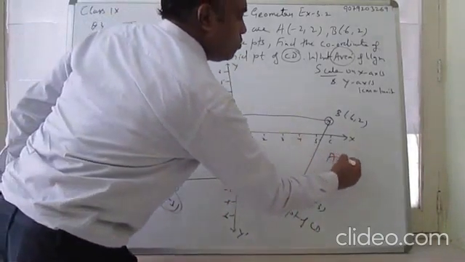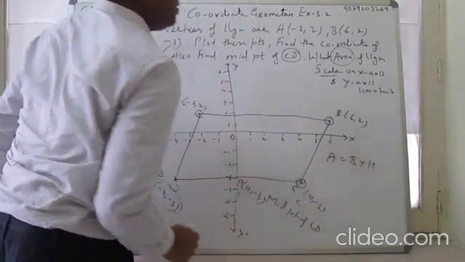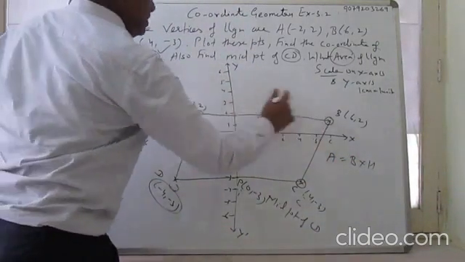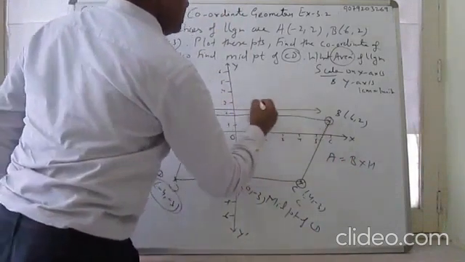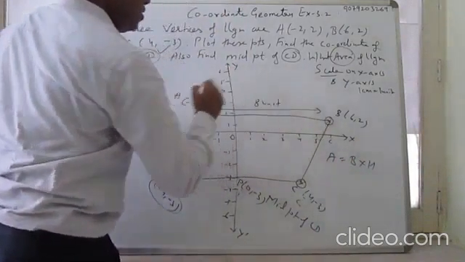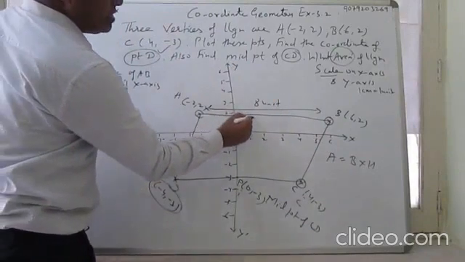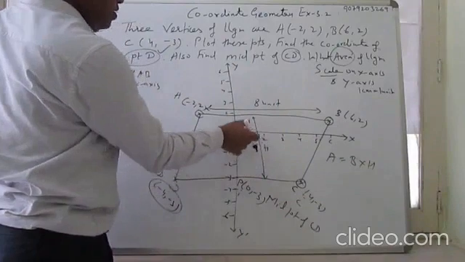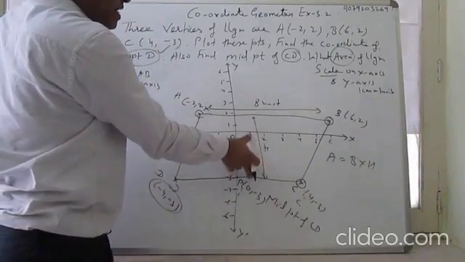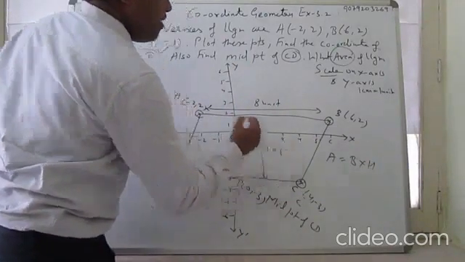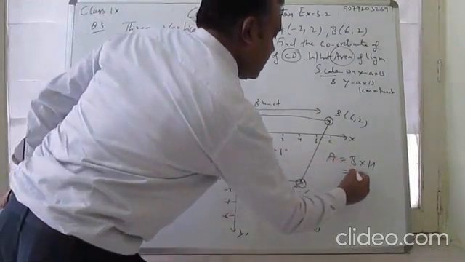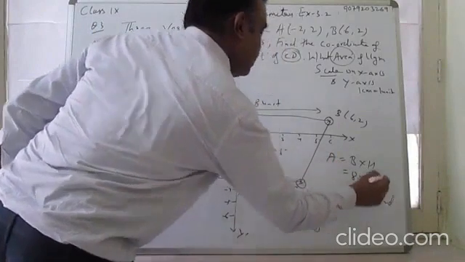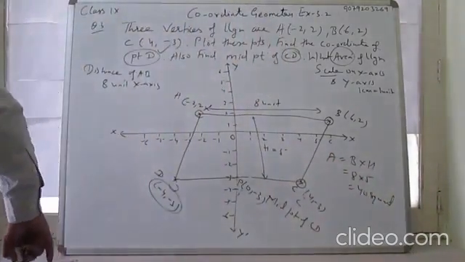Now, what is the area of the parallelogram? Area is equal to base into height. The base is AB, a distance of 8 units. And this distance is the height. 2 is here and 3 is here: 2 plus 3 is 5. So 8 into 5 is equal to 40 square units.